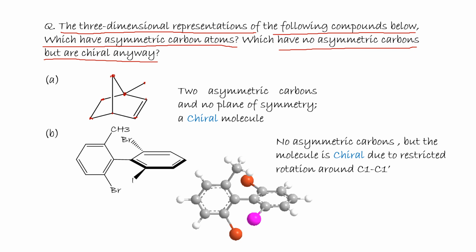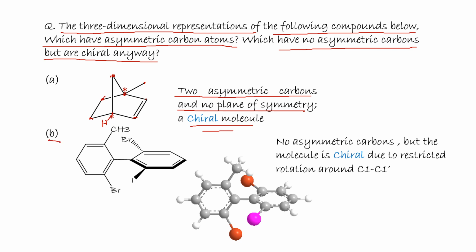This one has CH2, it has H, it has here CH2, CH2, and CH double bond. This is asymmetric, so 2 asymmetric carbons and no plane of symmetry, so this molecule is a chiral molecule. This carbon is an asymmetric carbon, and this carbon is an asymmetric carbon.